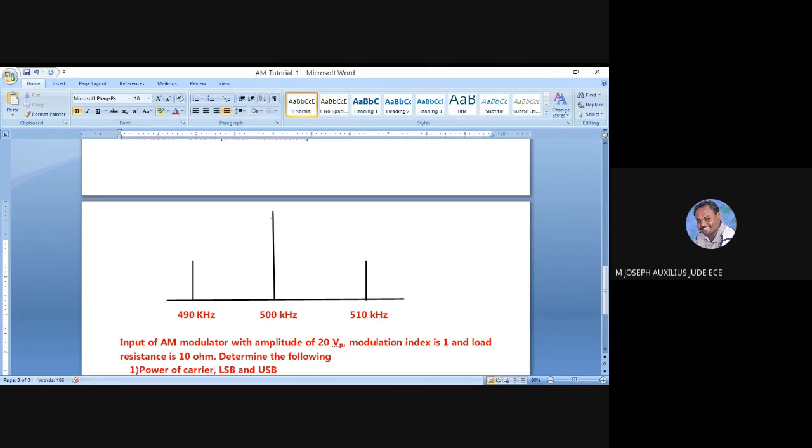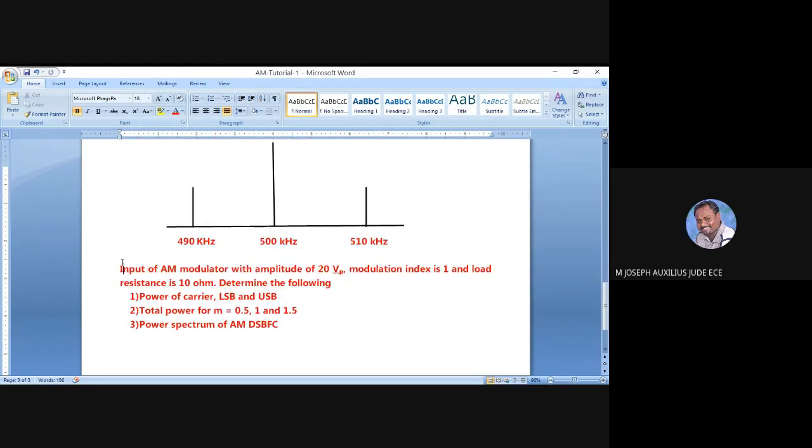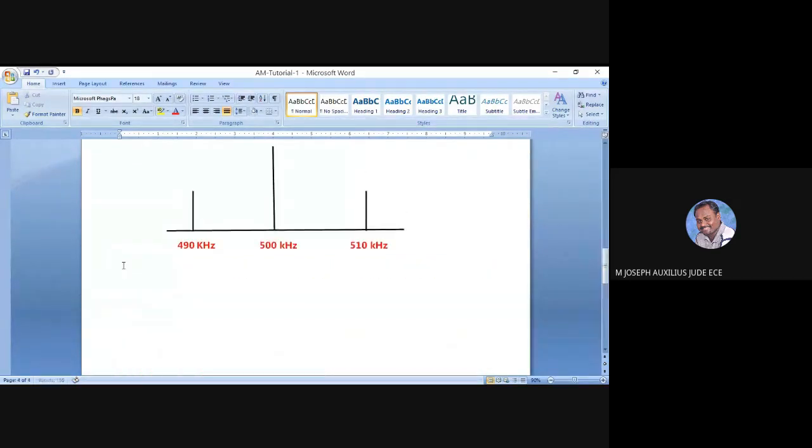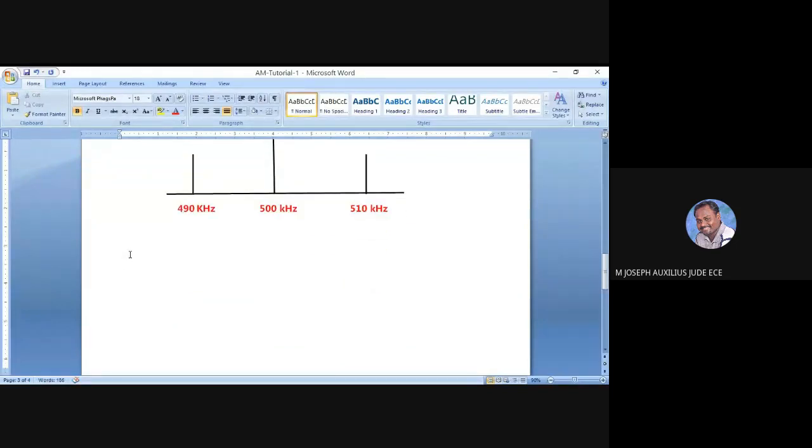Something is missing. What components are missing? We have sketched the frequency on the X-axis. What is in the Y-axis? Voltage. So there's something left out. Let me solve this one. So amplitude of carrier, you know. What is amplitude of carrier? AC is equal to 20 volt. Very good.